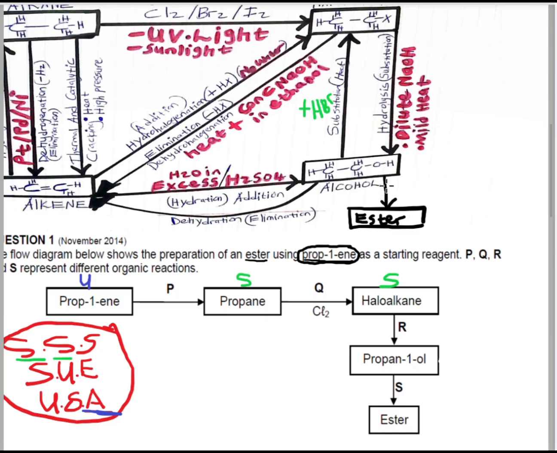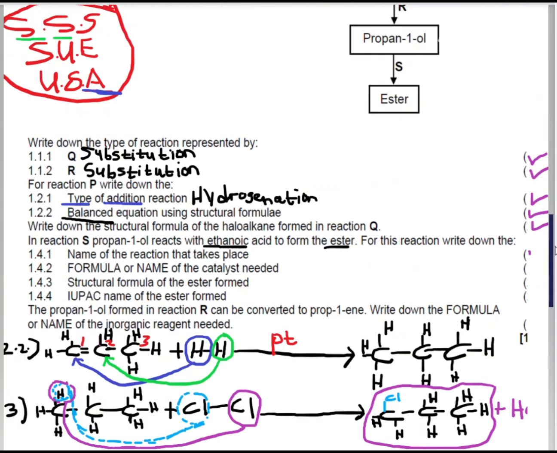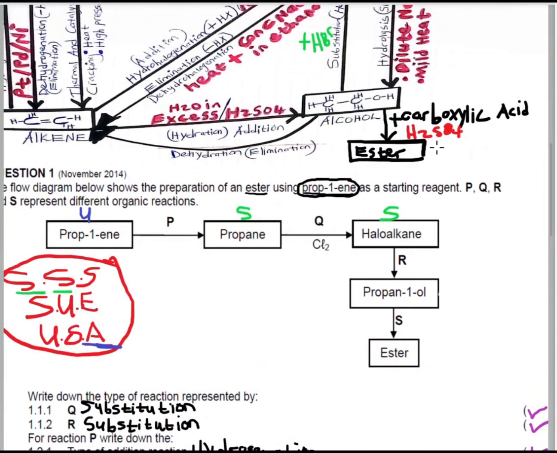So now we're moving from an alcohol to an ester. What are we adding here? We must add the acid, the carboxylic acid. Under what reaction condition? The reaction condition is going to be concentrated H2SO4 and some heat. Name the reaction that takes place: the reaction happening here, guys, is esterification.